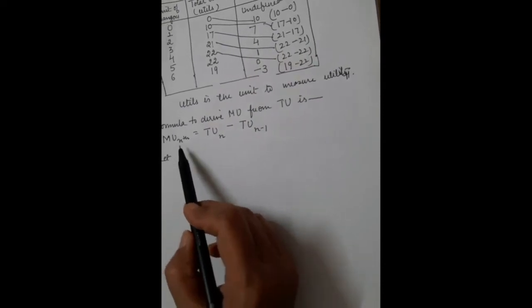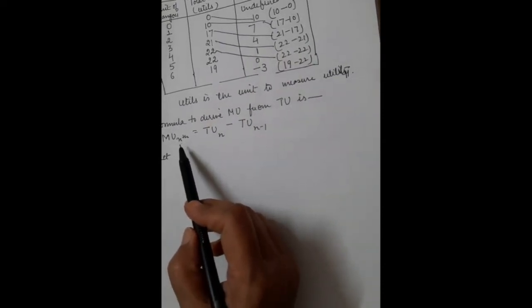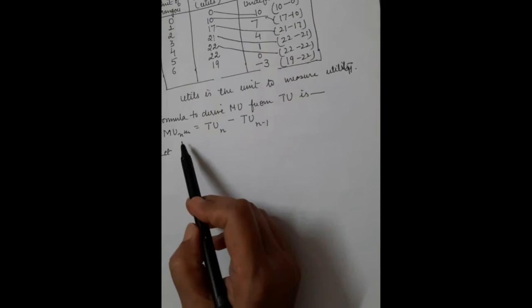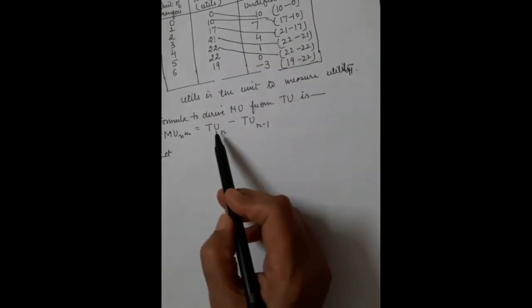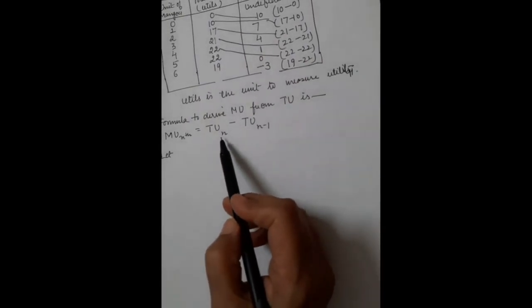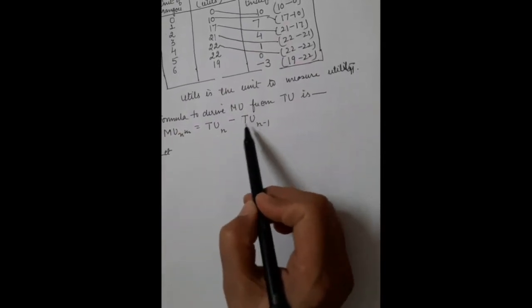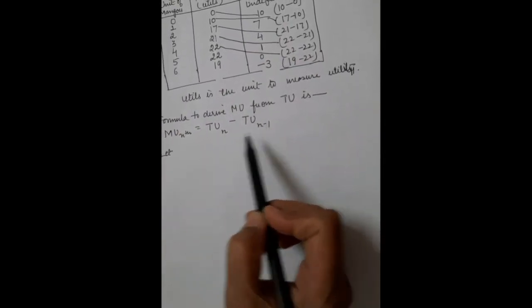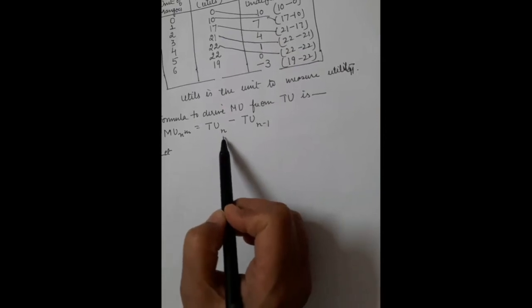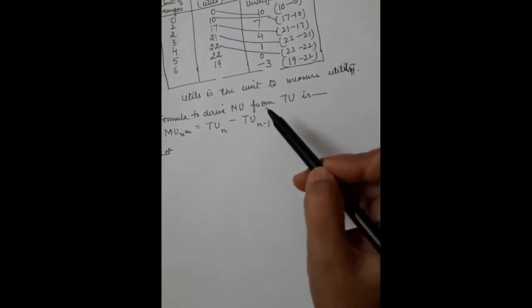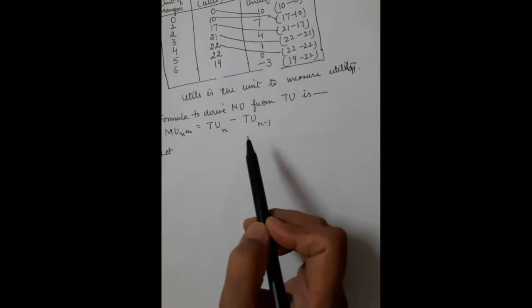Alright, to recap, MU is the marginal utility, nth is the specific unit for which you are going to derive the utility. Then TU of n is the total utility of n units, where n can be the number of units that you have consumed, minus the total utility of n minus 1, that is, the total number minus the previous one. Right? This is the formula. Now we'll see how it works.